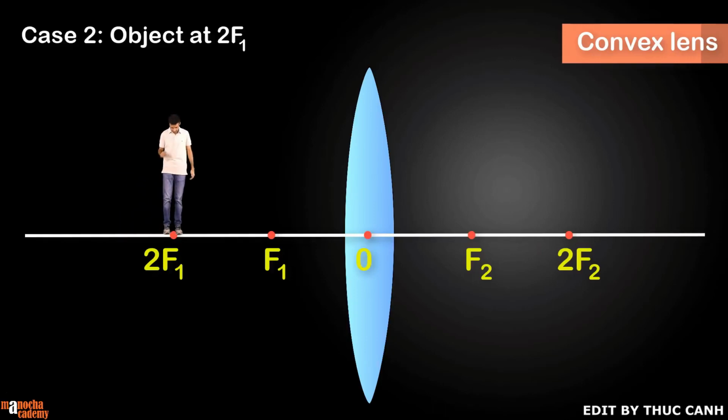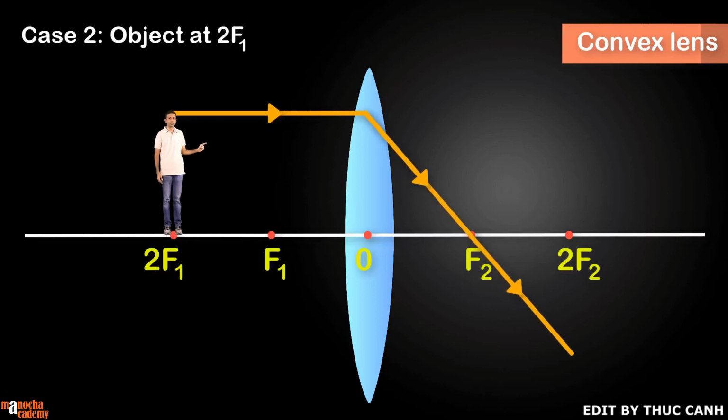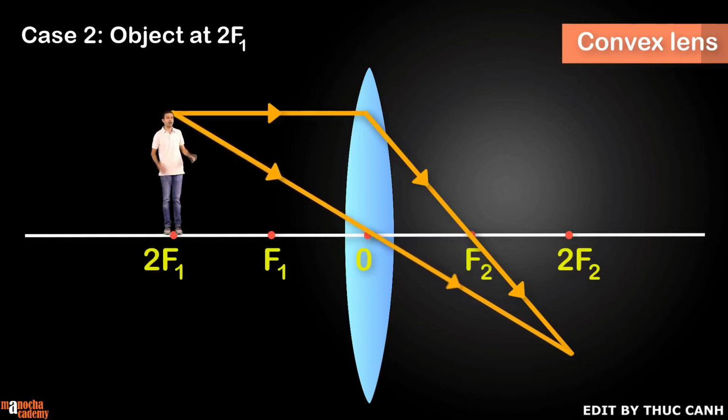I'm going to stand at 2f1 for our case 2. Once again, we need to use 2 out of the 3 rules. For the first ray, let's use rule 1. The ray of light parallel to the principal axis, after refraction, passes through the focus of the lens. For the second ray, we can use rule 2. The ray passing through the optical center of the lens goes straight through, undeviated.